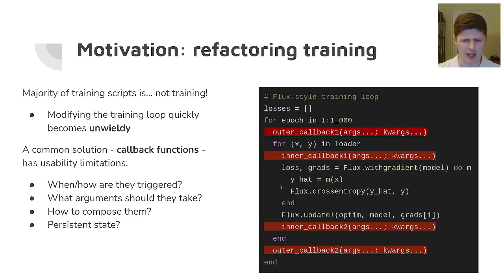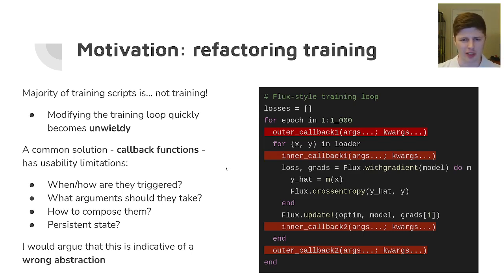And I think in fact Flux recently moved away from their train function altogether that was more callback based, and they just recommend writing loops because it's just too hard to get right generically, and it ends up being easier just to write these loops. But is there a better way? So I would argue that there is, and that this callback way is not really a good solution, and this is more indicative of having a wrong abstraction.